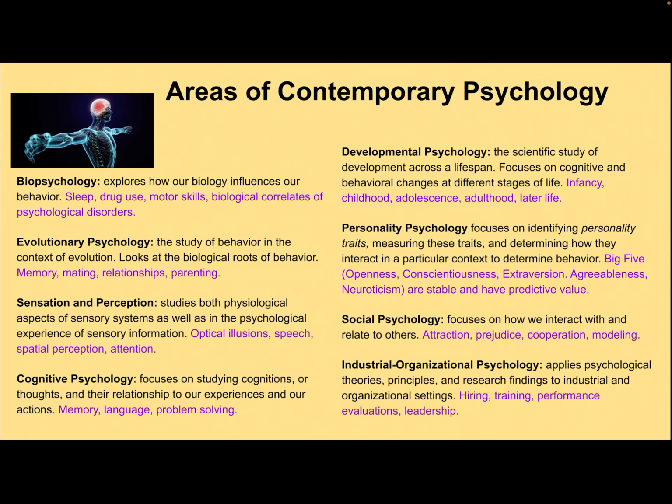Personality psychology is something we'll talk a lot about later in the course. It focuses on personality traits, which are stable parts of who you are that don't change during your life. Personality psychology measures these traits and looks at how they interact with the environment to determine your behavior. One of the most important topics in personality psychology is the big 5 personality traits, which are openness, conscientiousness, extroversion, agreeableness, and neuroticism. We'll talk lots more about those later, and there's a diagram in the textbook that explains it very well.